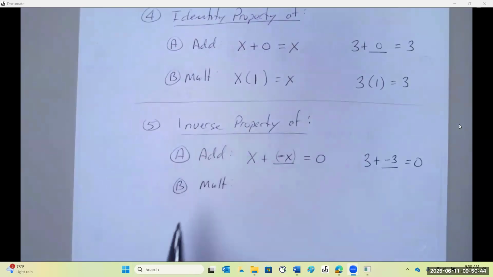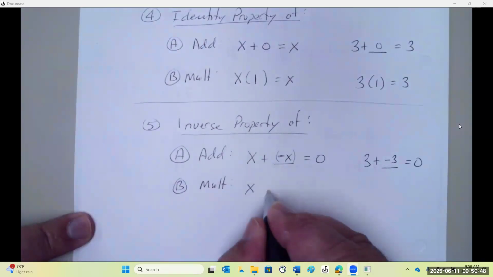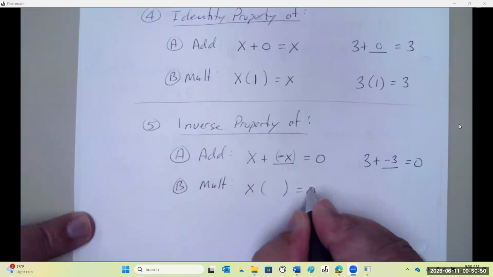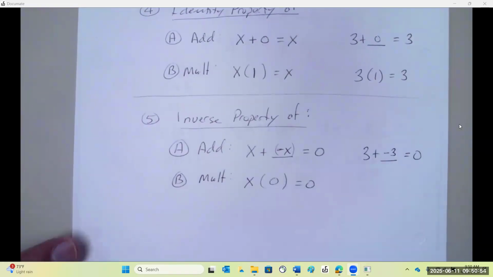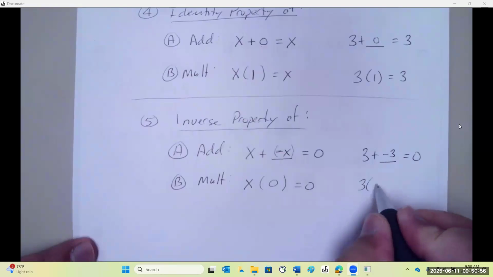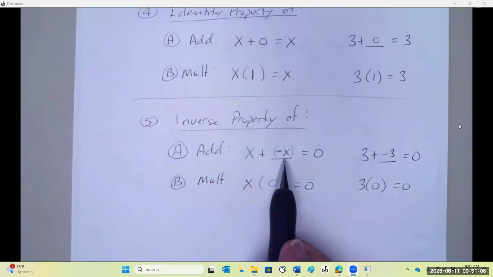So the inverse is, how do I get rid of it? What times x gives me 0? 0. Anything times 0 is 0. But we're going to be using the additive property a lot.